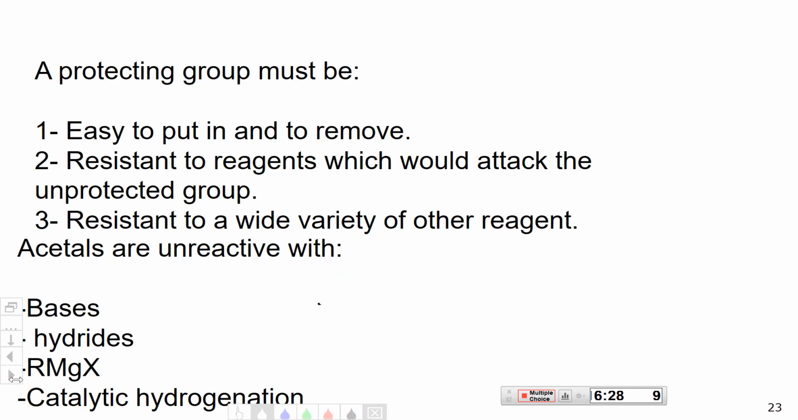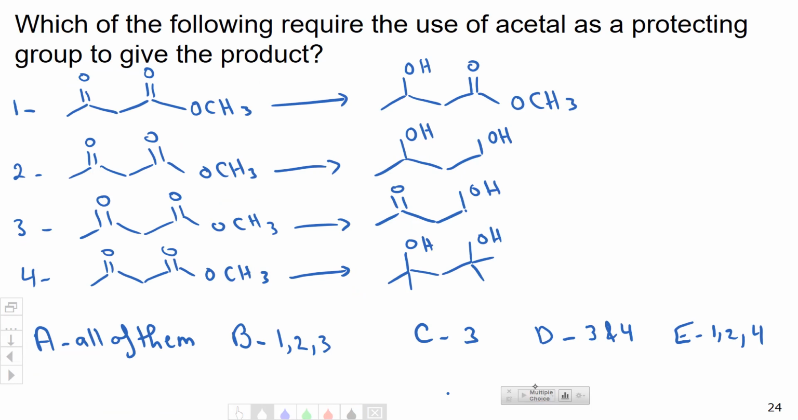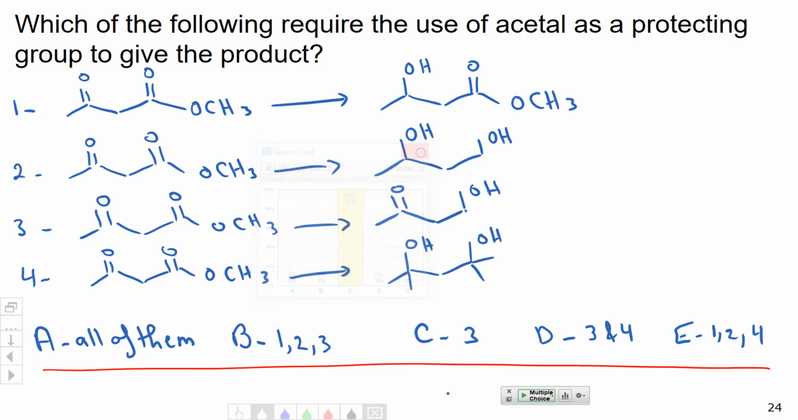Okay, so let's go. In here, I just summarized what I said about what a protecting group is and what acetals are unreactive with, so that you have it and you don't have to write everything down. So let's go to this example. Which of the following require the use of acetal as a protecting group to give the product? You don't have to use acetal if it isn't needed. You only use it if the reaction is not achievable unless it is there. So you're choosing from one of these. Go ahead, do this. The most popular answer is C. C is the right answer.